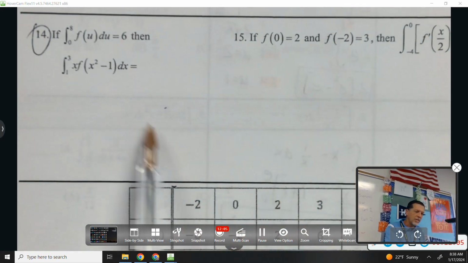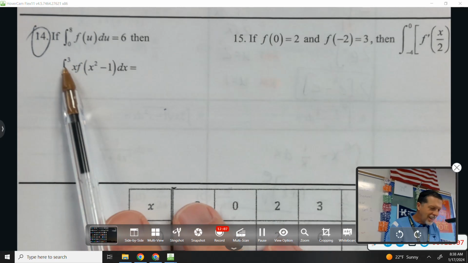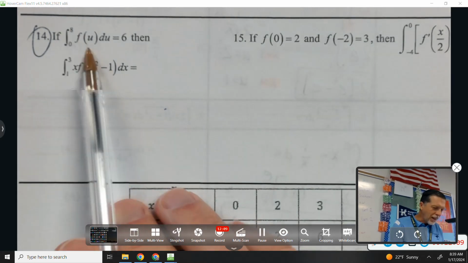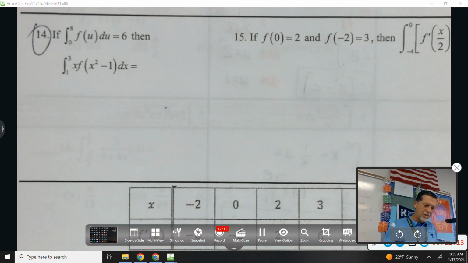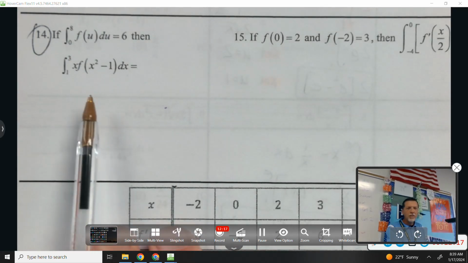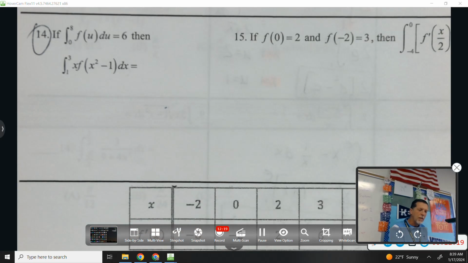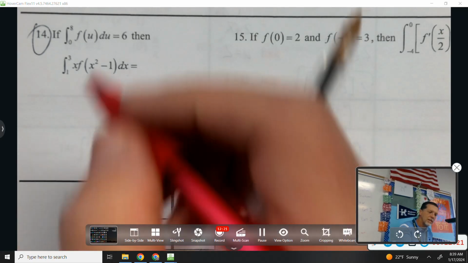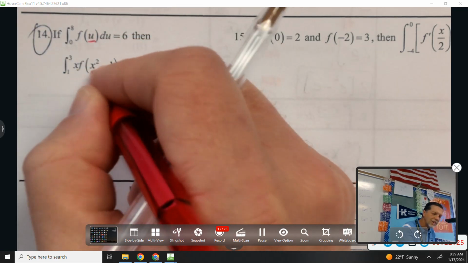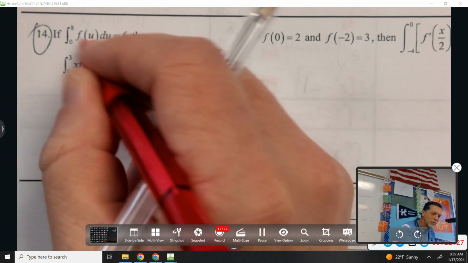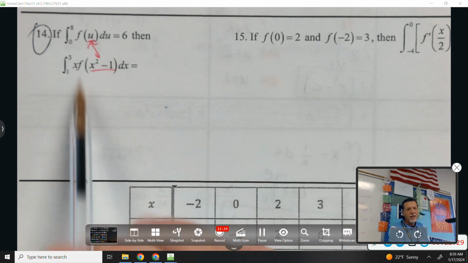Speaking of goofy ones, number 14. If the integral from 0 to 8 of f of u du is 6, and the integral from 1 to 3... well, I don't know, but what do you think we do first on 14? Especially if I want it to look like this. Let's do some u substitution. I'm thinking these things are related.